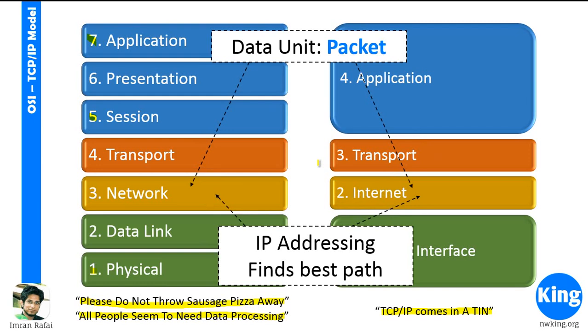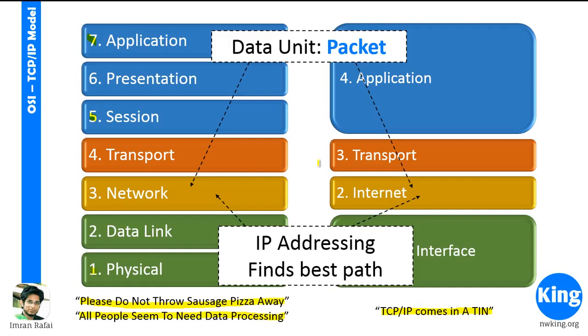Next, we learn about the network layer. When the network layer gets a segment from the transport layer, it adds a network layer header. When a network layer header is added, that information is called a packet. One of the critical functions of the network layer is IP addressing, also known as logical addressing. We will learn about IP addressing in the next video, day 3, but just know that this is where the IP address is added. It also finds the best path.